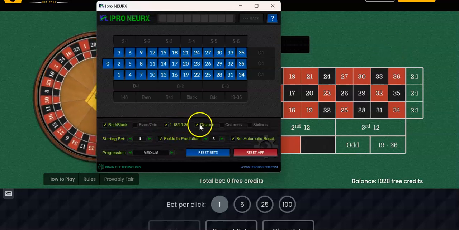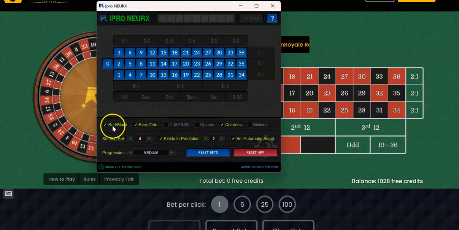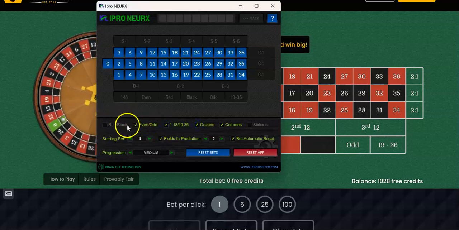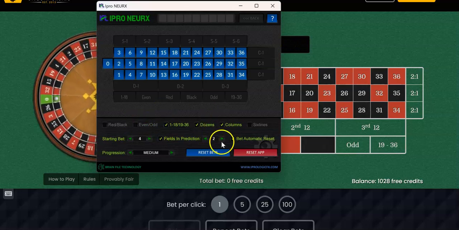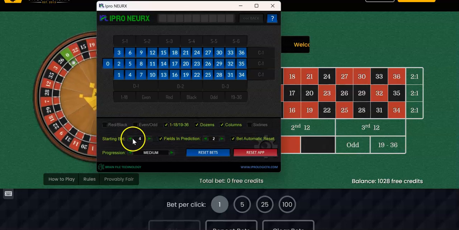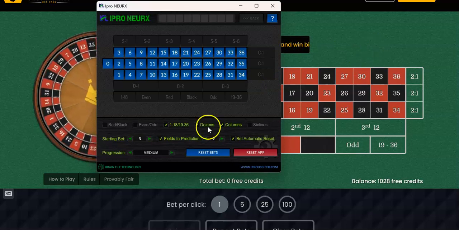We're going to use different parameters. In this case, we're going to use columns, and we're going to use evens, odds, and we are going to use dozens as well. Okay, we're going to use a prediction field of 2 rather than 3, and we're going to use starting unit bets of 3 units. Okay, without further ado, let's go.